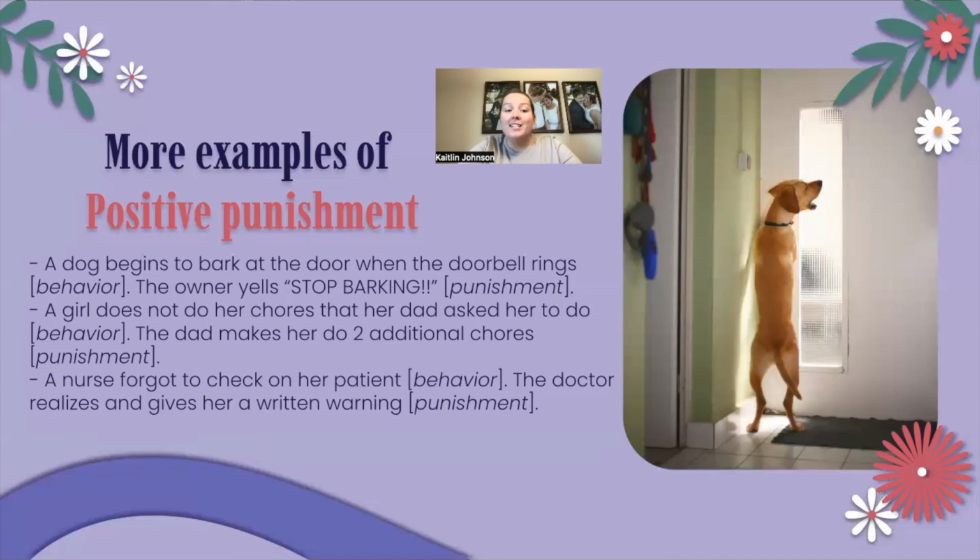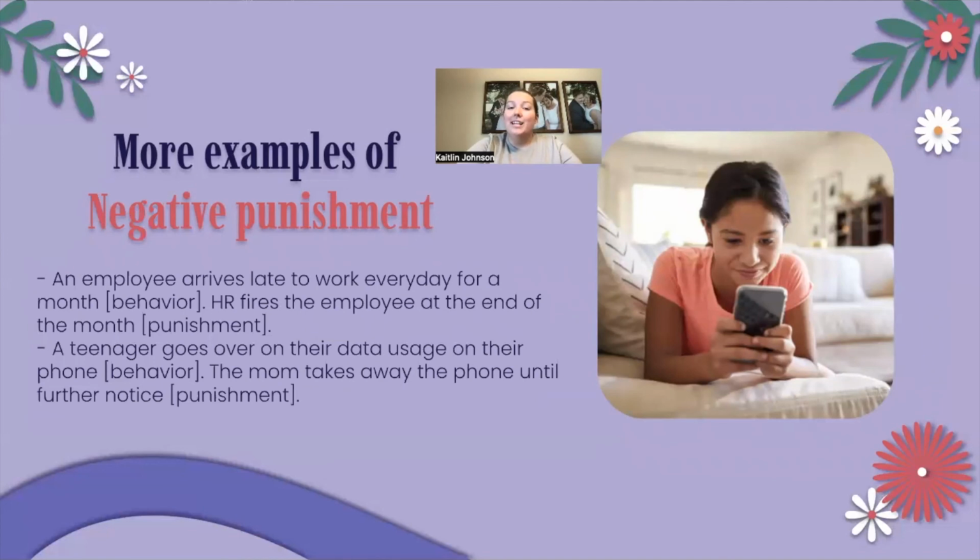For our next example, a girl does not do her chores that her dad asks her to do. The dad makes her do 2 additional chores. Our next one, a nurse forgot to check on her patient. The doctor realizes this and then gives her a written warning. So all of those examples, something is being added in that's going to decrease that behavior happening again in the future.